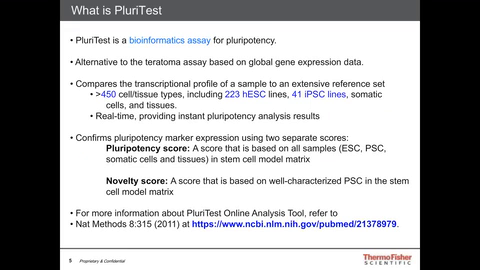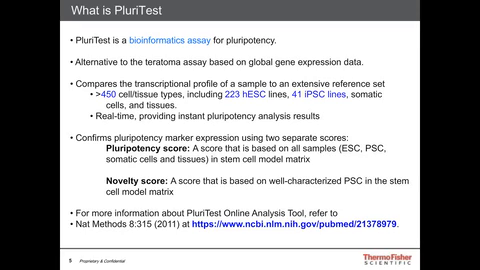PluriTest is a bioinformatic assay for pluripotency. This is the closest alternative to the teratoma assay based on global gene expression data. The assay compares the transcriptional profile of a sample to an extensive reference set with over 450 cells or tissue types, including 223 human ESCs and 41 PSC lines, and it provides instant pluripotency analysis results.